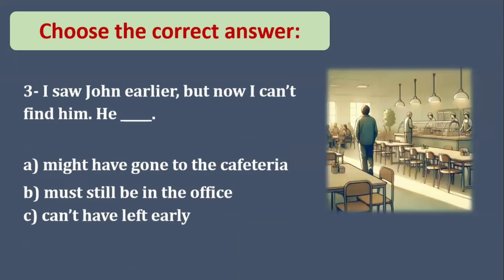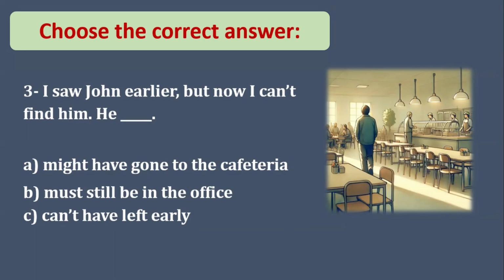Now this picture, I saw John earlier, but now I can't find him. He might have gone to the cafeteria. Must still be in the office. Let's assume we are working in the same office. أنا شفته مبكرا لكن الآن لا أستطيع أن أجده. One of the possibilities might have gone to the cafeteria. احتمال يكون ذهب للكافيتيريا. أو must still be in the office يعني مفروض ما زال أو أنا يعني متأكد إنه موجود في المكتب, which is not possible because I assume we are working together.